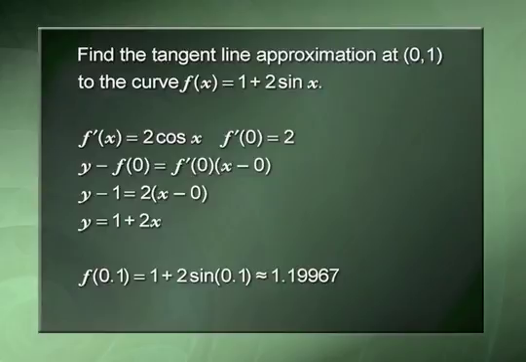What's the tangent line at 0.1? Well, that's much easier to calculate. Plug it into the tangent line, 1 plus 2 times 0.1, that's just 1.2. And lo and behold, look, those two numbers are very close together. Okay? That's what we're after.